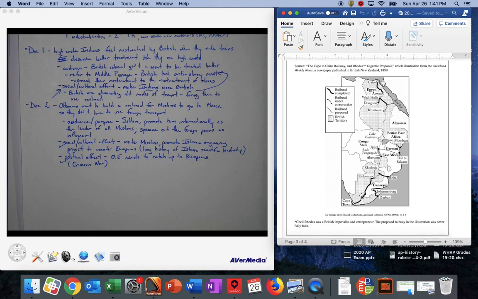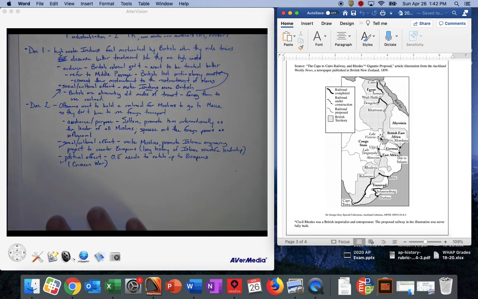Those of you in Euro remember that there was a conflict here, or almost a conflict, right in here between the French and the British, as the British attempted to build this north-south railway, and the French were trying to build an east-west railway, and they almost came to a conflict right here in Fashoda. So that's kind of what we see here.